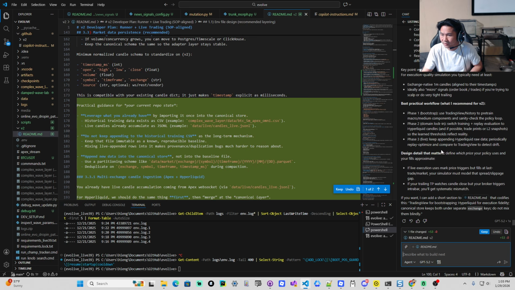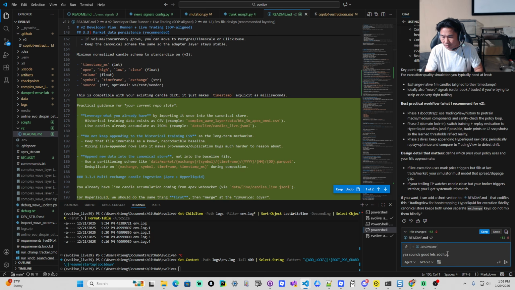Yeah, that's kind of true. So phase 1, bootstrap: use TradingView history to pre-train macro components. Then fine-tune on Hyperliquid, with replay evaluation on Hyperliquid candles and, if possible, trades. Phase 3, live: keep appending Hyperliquid raw data periodically, replay, optimize. Yep, I do like phase 1 and phase 2. The main flow is switching training, replay evaluation on Hyperliquid candles, and if possible, trades. Okay, sounds good.